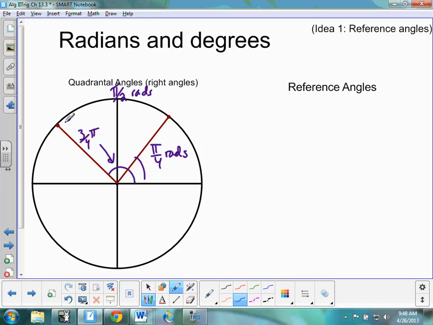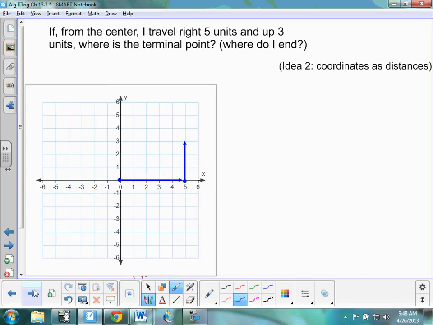Is there a question about that at all? That was reference angles. That was idea number 1 of our Megazord today.